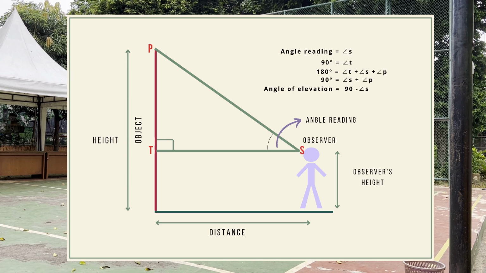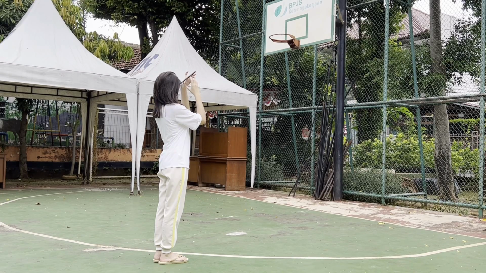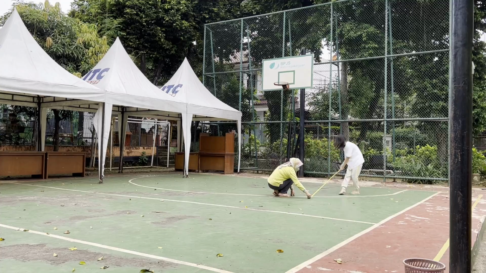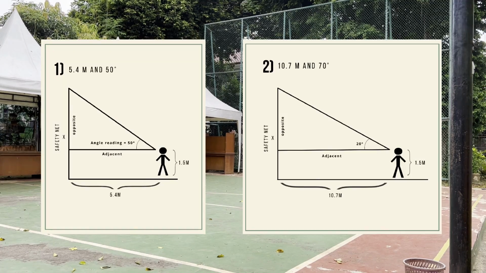To calculate the angle of elevation using the angle from the angle reading, we can use 90 degrees subtracted by the angle reading. Here I am using the clinometer to get the angle reading of the top of the safety net. Then I also measured the distance between the safety net and myself, with some help. I gathered measurements from the two distances which ended up like this.